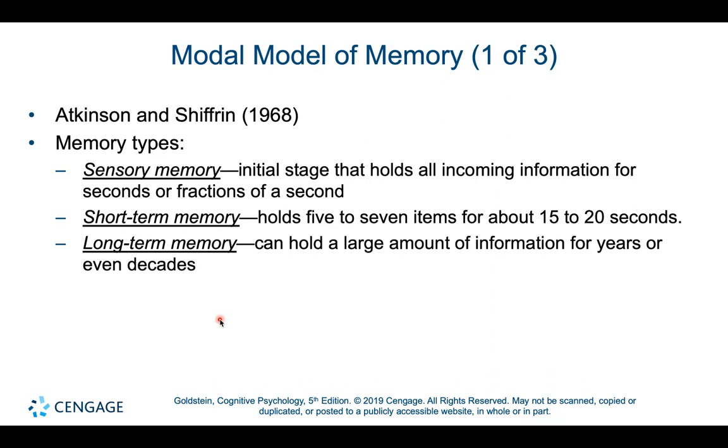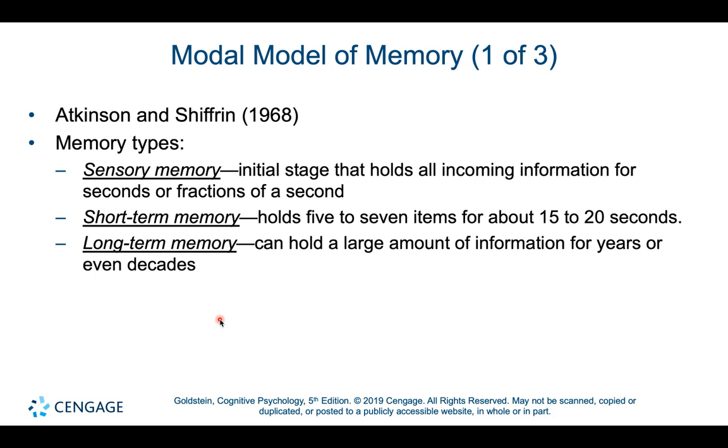Next is short-term memory, which is where we can hold, give or take, and we'll qualify this as we move through the lecture, 5 to 7 items for about 15 to 20 seconds. So when you're thinking about something, think of it as living in short-term memory. Short-term memory is basically the contents of your current thoughts, in a sense. It's the things that you're currently holding in mind for about 15 to 20 seconds.